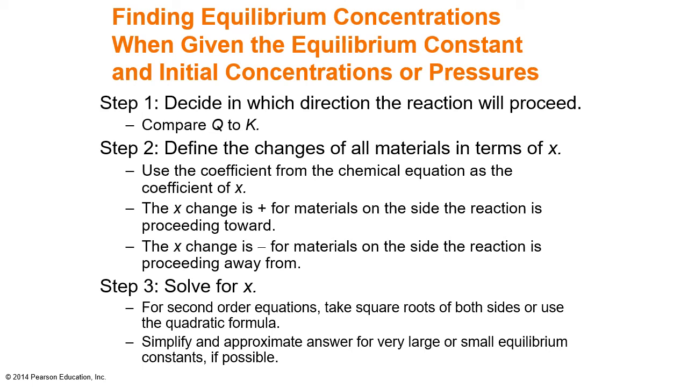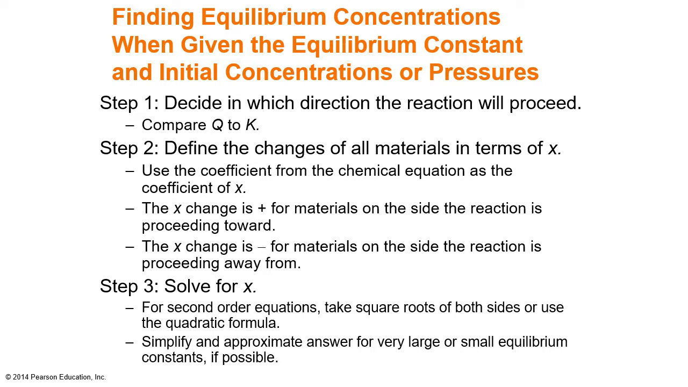In order to find the equilibrium concentrations when we're given the initial concentrations in our chemical reaction and our equilibrium constant, there's a couple steps that we need to follow. First, we need to figure out if the reaction is going to proceed in the reverse or in the forward direction. In order to do that, we are going to find our Q value.